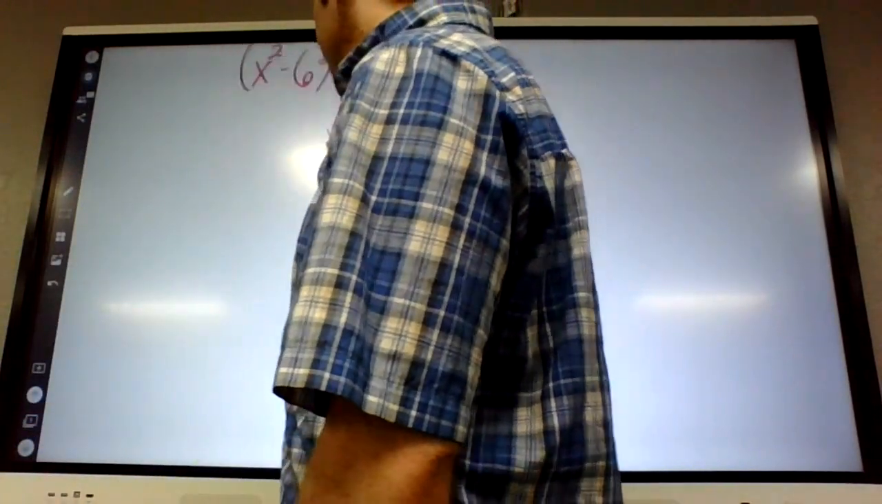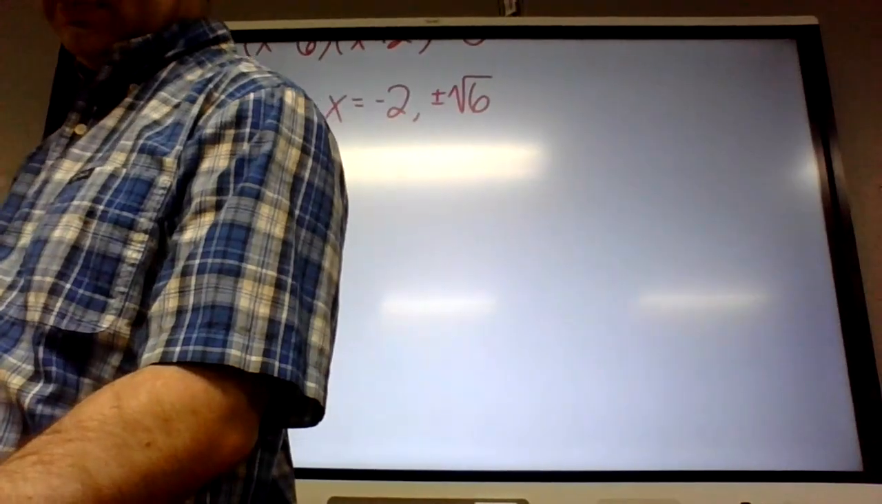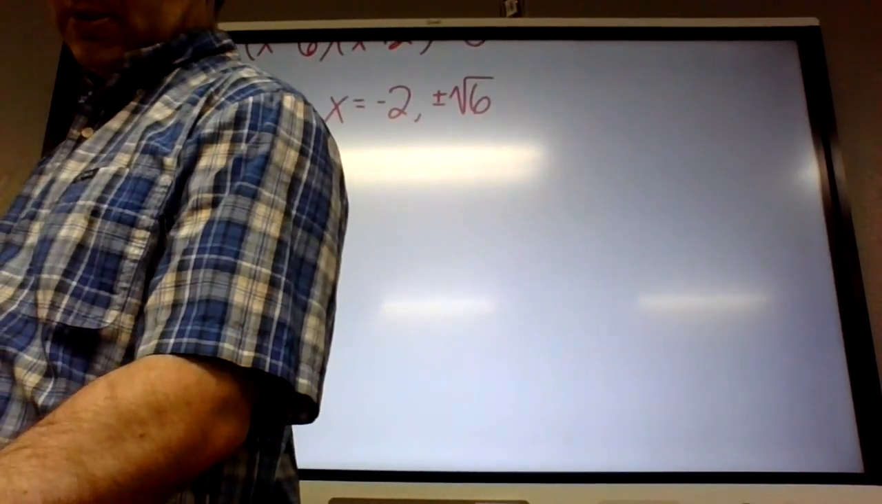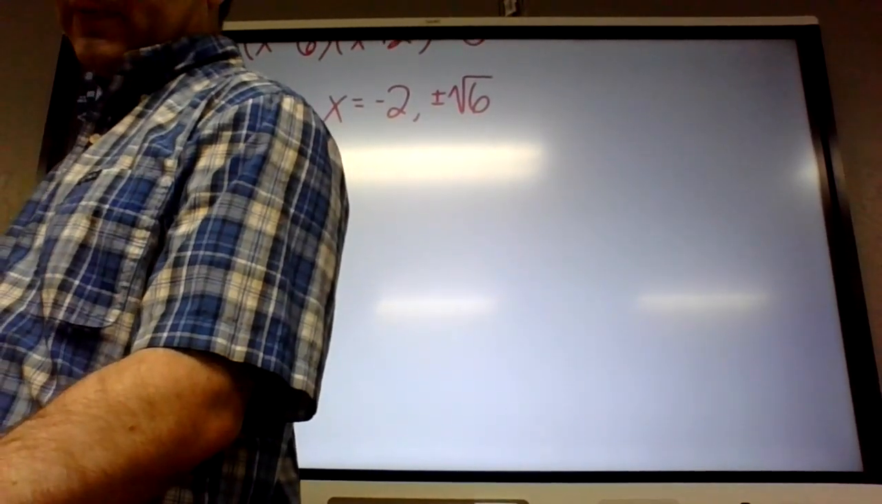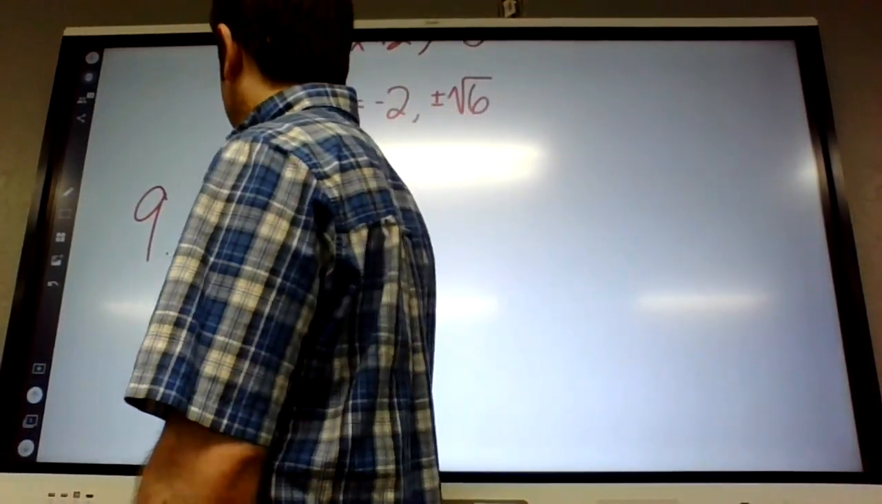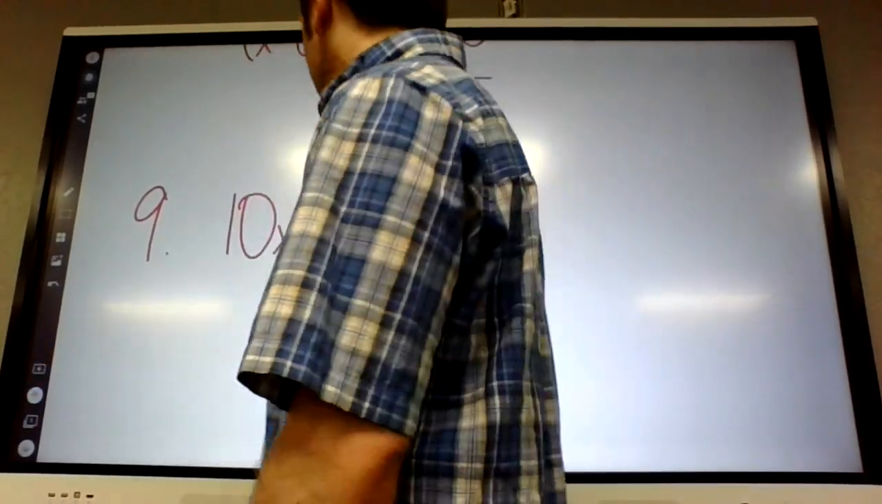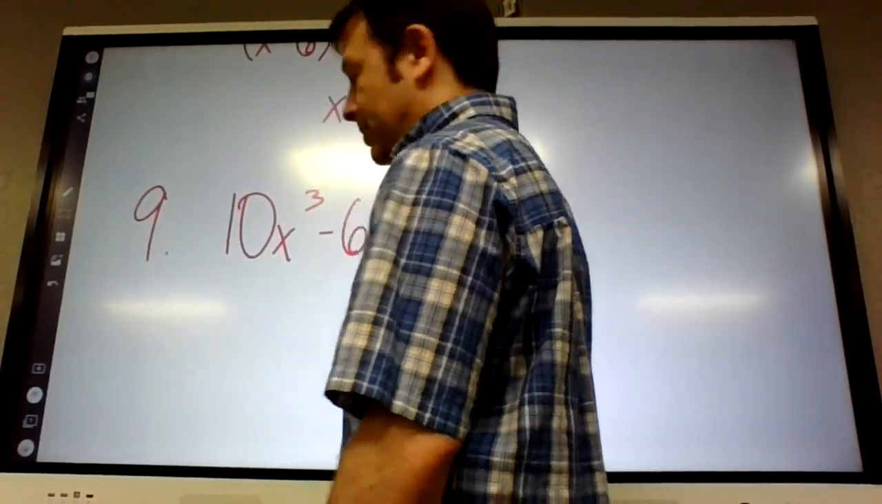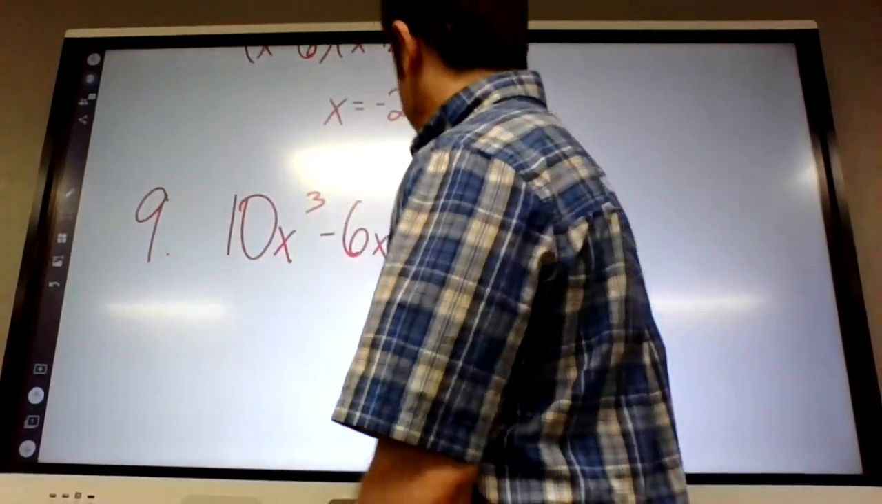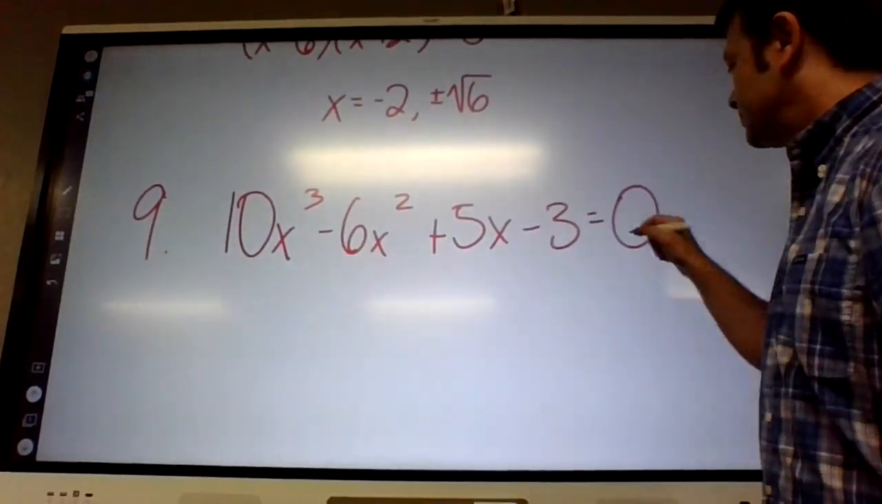Numero 9. Okay, same thing as 7 really. So I'm just going to subtract everything to the left, and I'm going to put it in order. So what comes after 10x cubed? Negative 6x squared. And then the plus 5x, and then minus the 3 over.